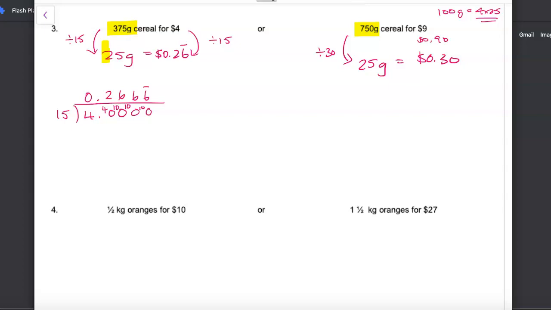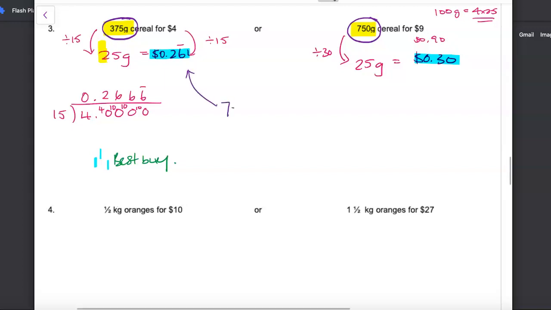So now we can make a comparison. Which one is cheaper? 25 grams for about 27 cents or 25 grams for 30 cents? Our first option is the best buy. But perhaps you may have noticed 375 grams is exactly half of 750 grams. So if we doubled our first cereal option, it would have been worth $8. And in comparison to the $9, this is definitely our best buy.